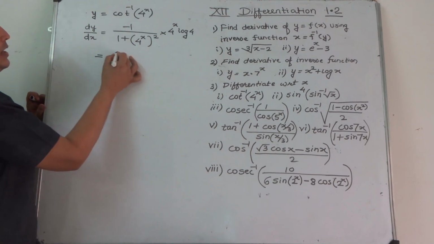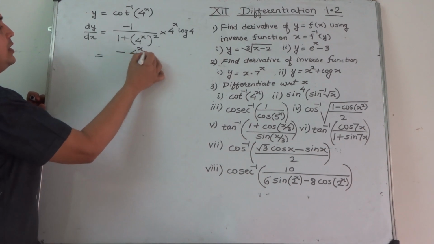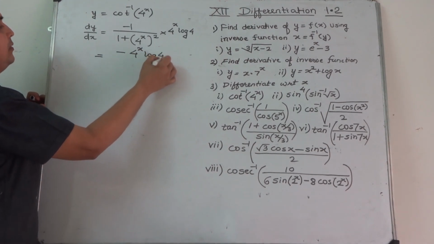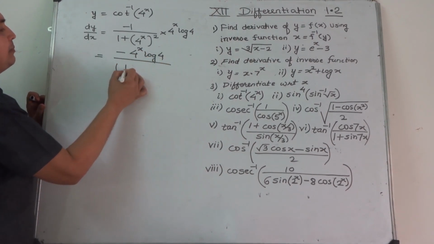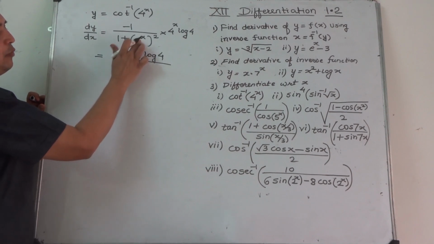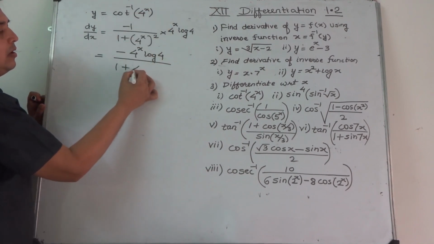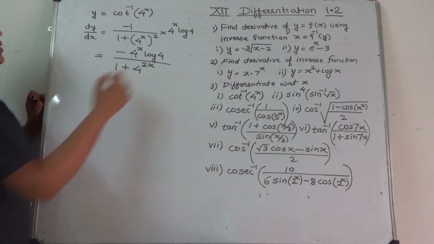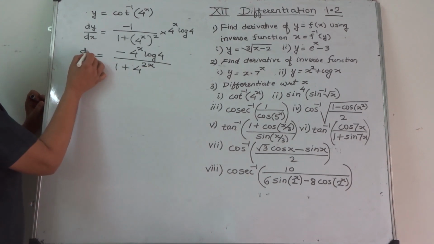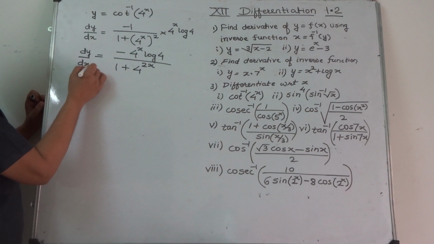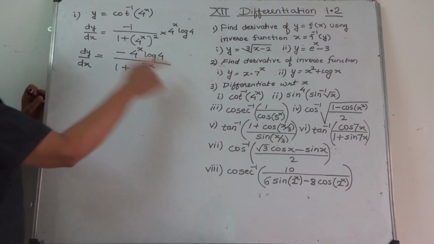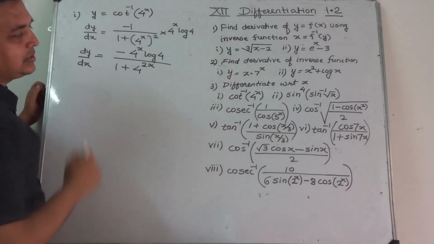And this can be written as minus 4 raised to x log 4 upon 1 plus, either we can write 4 raised to x whole square, or we can write this as 4 raised to 2x. This is dy by dx. This was the first question in the third example.